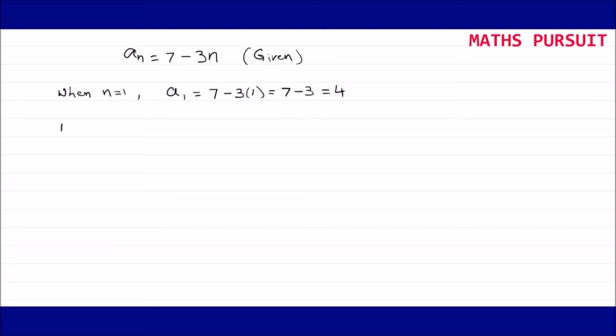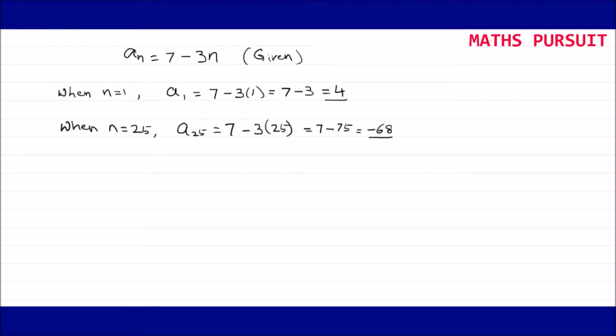Similarly, when n is equal to 25, I can write a25 is equal to 7 minus 3 into 25, because it is 3 into n, that is equal to 7 minus 75, which is nothing but minus 68. So guys, let us keep in mind that our a1 value is 4 and a25 is minus 68.